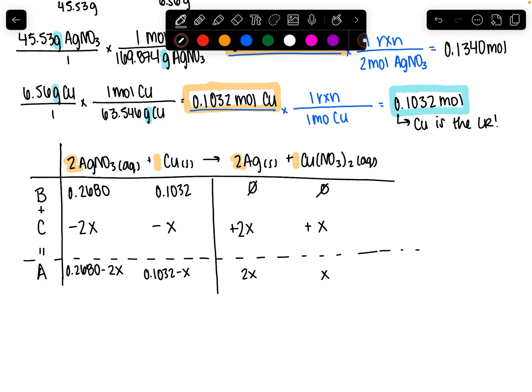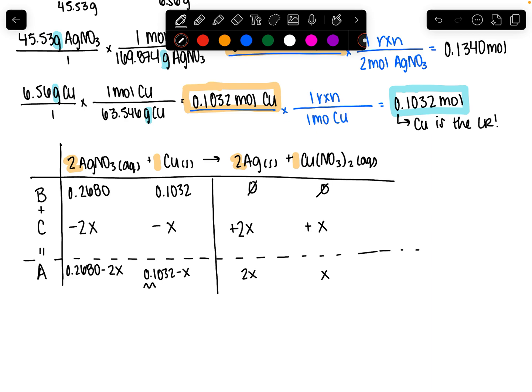So at this point, you've set yourself up some expressions that kind of show how many moles of substance you're going to have over time, but we have to solve for this X value. How we do that is we remember our limiting reactant. Our limiting reactant says at the end of this reaction, assuming the reaction goes to completion, all of it will be used and we will have none of it left over. Our copper was our limiting reactant.